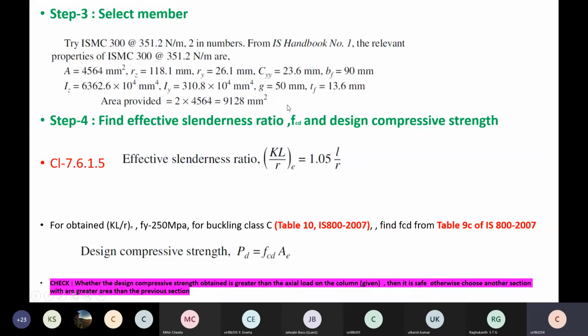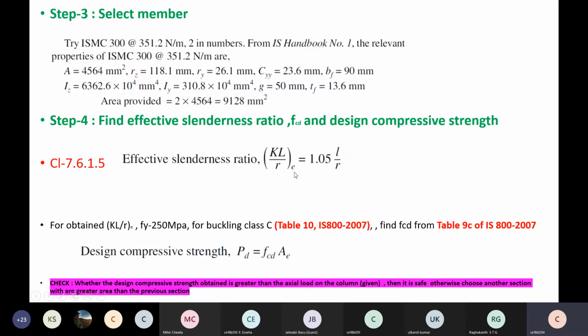If the area obtained in step 3 is less than the 7200 we got in step 2, you can't select that member. You have to select the member in such a way that the area provided is greater than the area required. Once you get all the section details, which are available in the IS handbook, we'll go for the next step, which is determining the effective slenderness ratio.